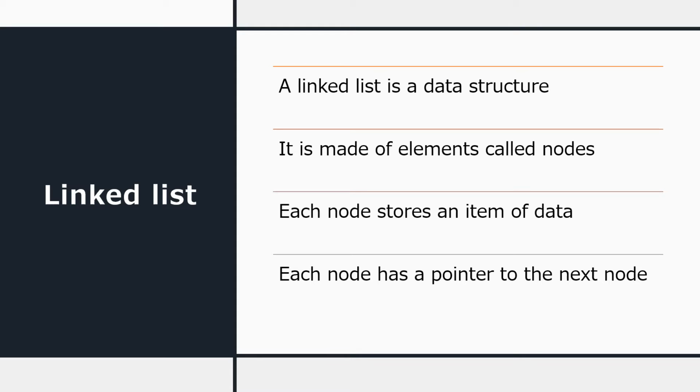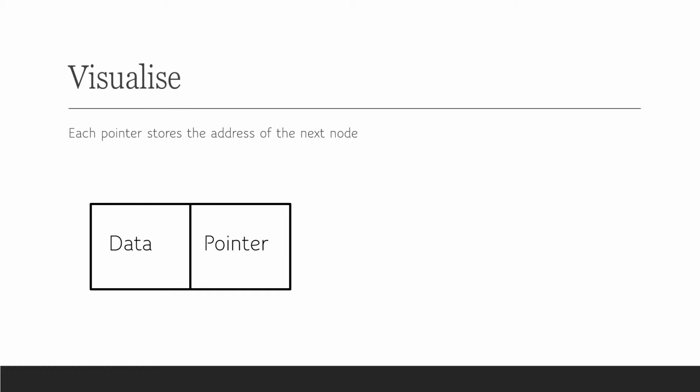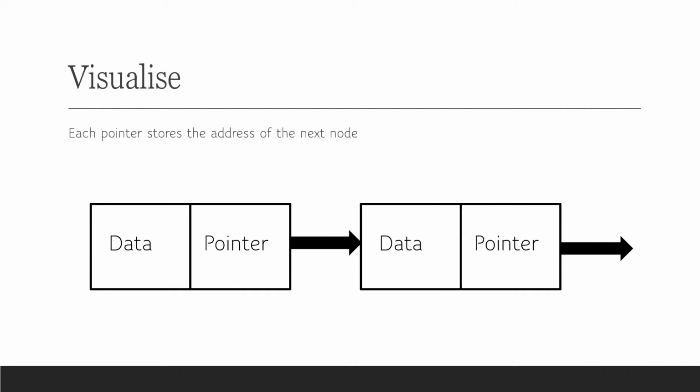Remember that a linked list is a data structure made of nodes. Each node has two items, an item of data and a number, which is a pointer to the next node. We can visualize it as a set of nodes joined by arrows. Of course, there aren't really arrows inside the computer and we won't use arrows in our programming.